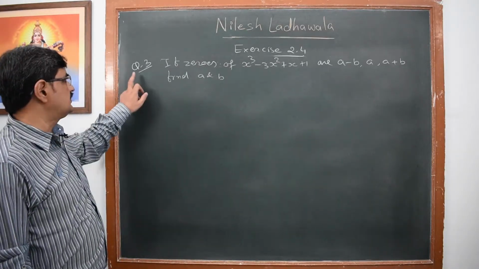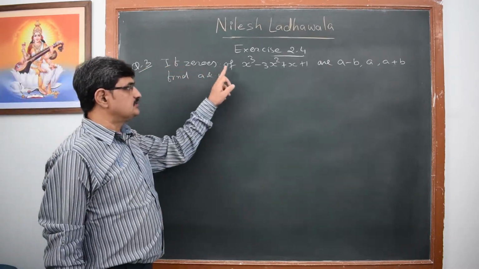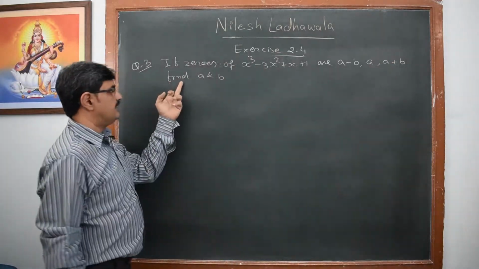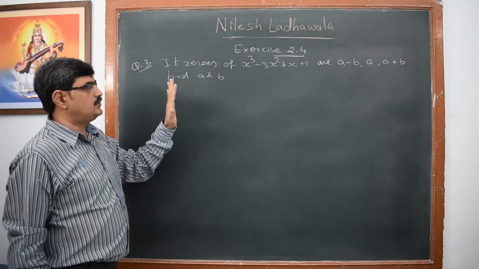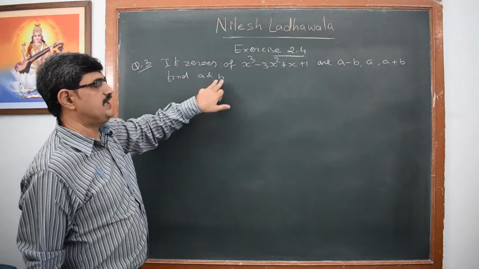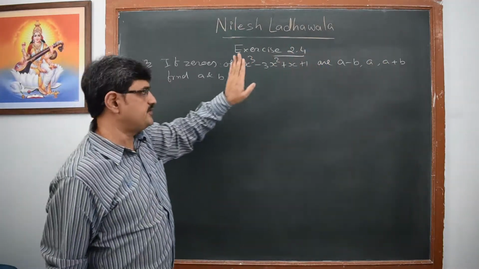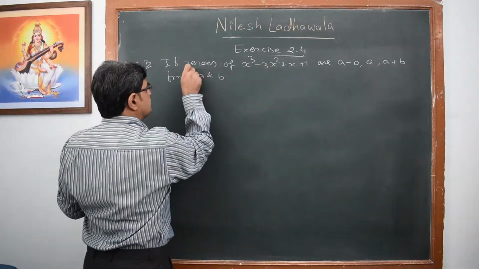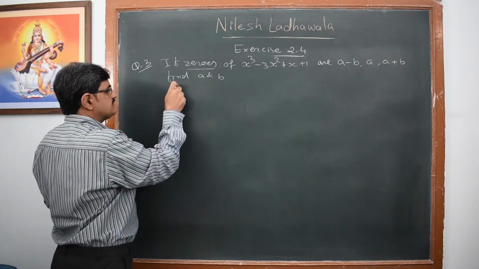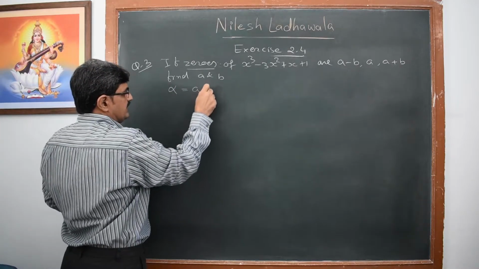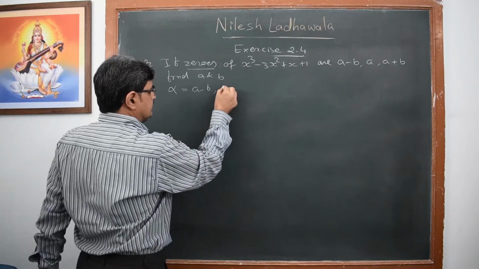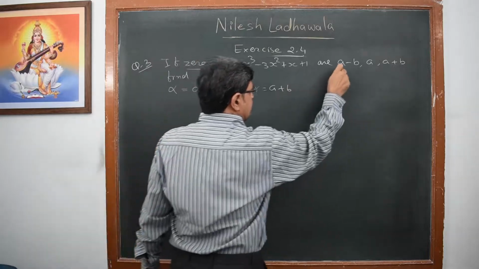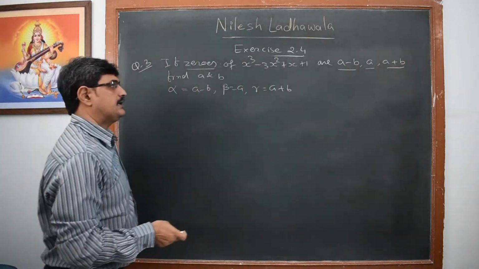Now we will do the third sum. That is, if the zeros of the polynomial are a minus b, a and a plus b, then we have to find the values of a and b. Now don't be confused. A and b are the values of a and b, not the coefficients of x cube, x square, x and 1. Now zeros, that means values of x, and we have called them alpha, beta and gamma. So I will take alpha as a minus b, beta as a and gamma as a plus b.